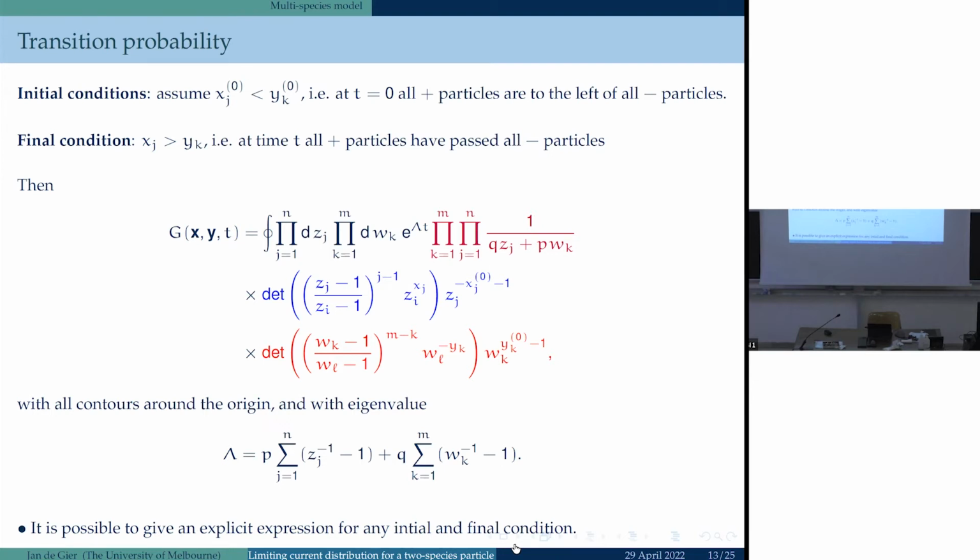And there's this time-dependent factor. The time dependence enters here with lambda, the eigenvalue of the transition probability matrix, and that is given also in terms of z's and w's.